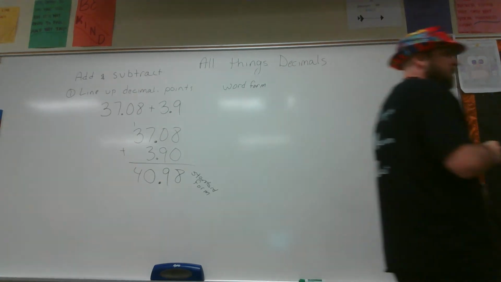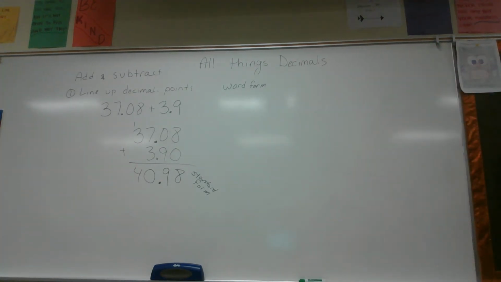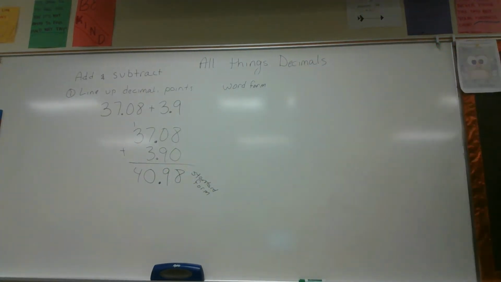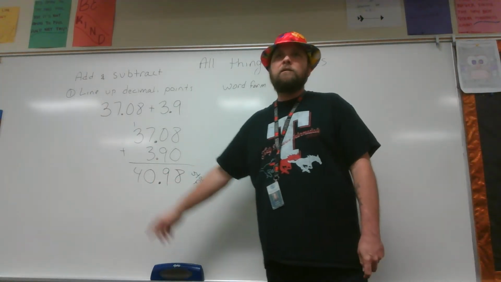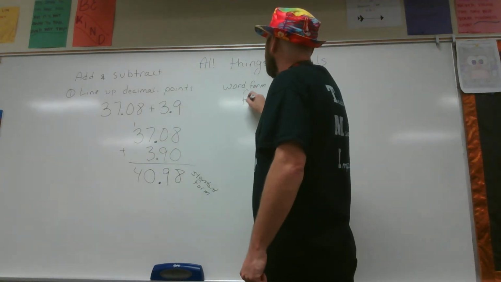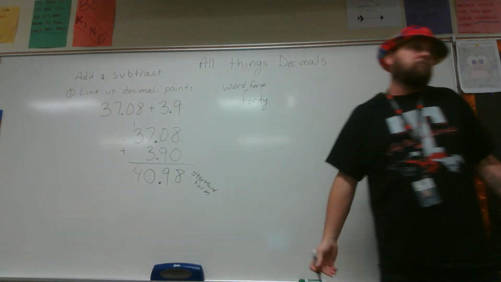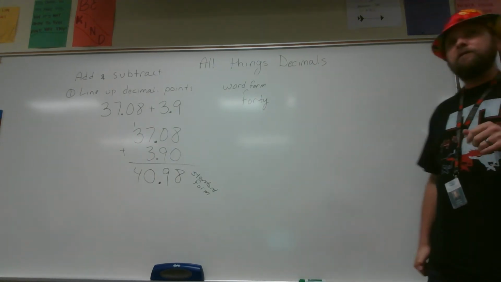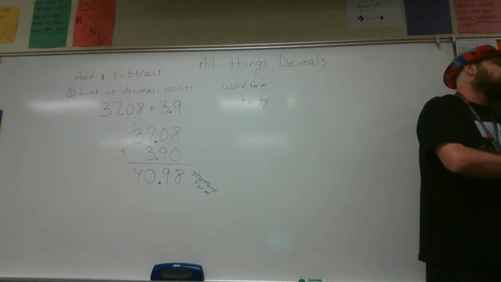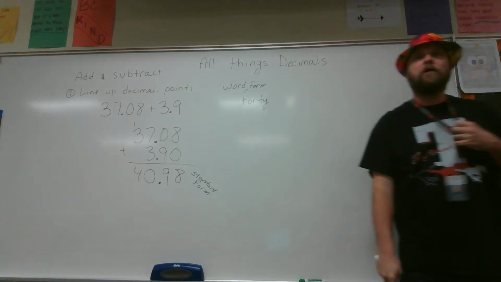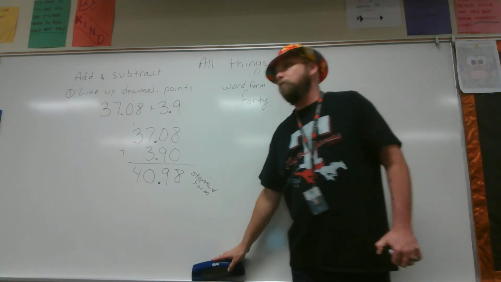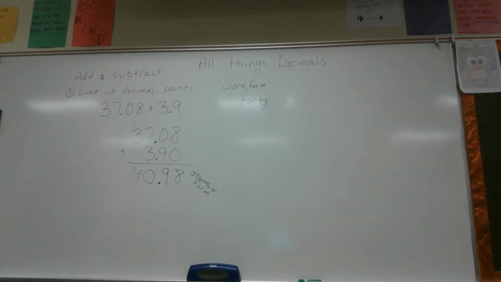If I'm doing word form of that same number, I read everything in front of the decimal point just like there's nothing behind it. So in front of the decimal point, what number do I have? 40. It doesn't matter what's in front of the decimal point. If it was 3,287, I would write 3,287. Just ignore everything behind it and then write that number how you would normally say it.